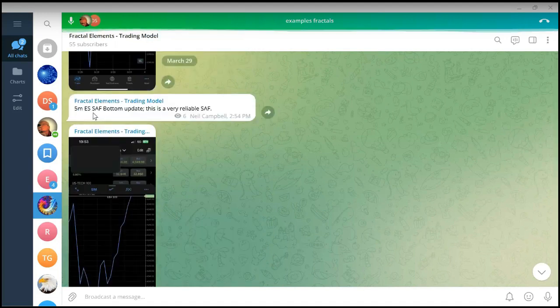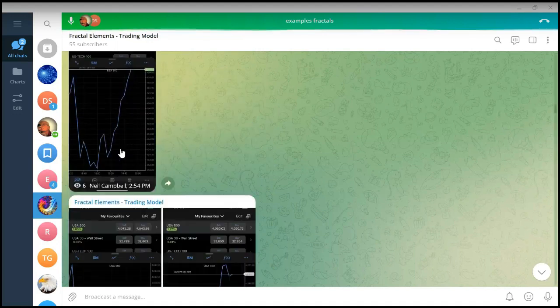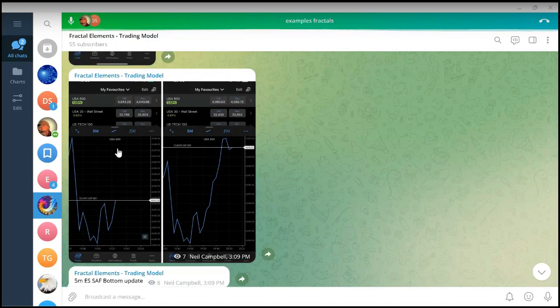This is an ES bottom. Okay. We saw this before. Again, I mentioned before, you have a long leg down, a shorter leg down, and then a shorter leg down, a turning point.